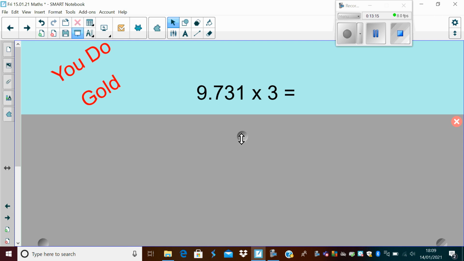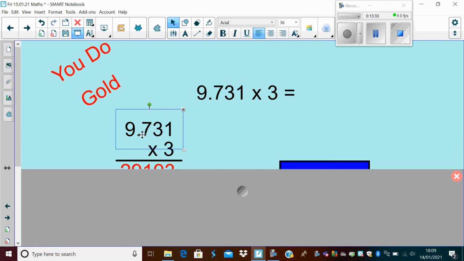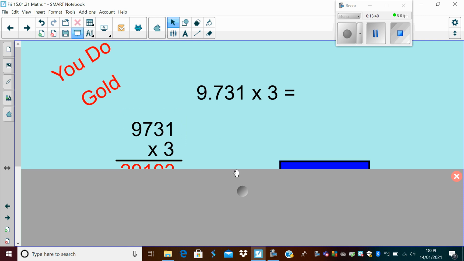And here comes the answer. The first thing I'm going to do, I'm going to estimate. 3 times 9 is 27, so it's going to be a bit more than 27, slightly higher than 27. So now I'm going to write the calculation and ignore the decimal point. Oh, I haven't ignored the decimal point. My mistake. Let's get rid of that decimal point and bring it back.